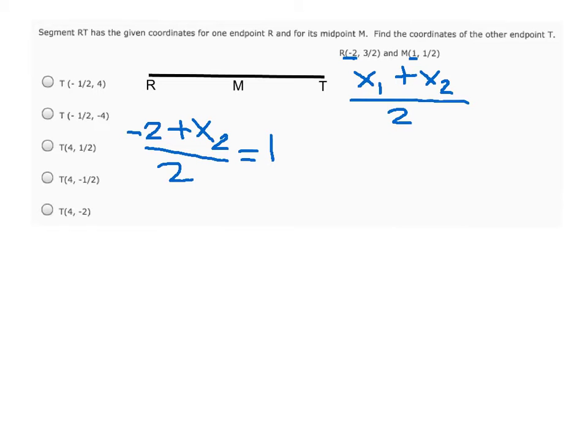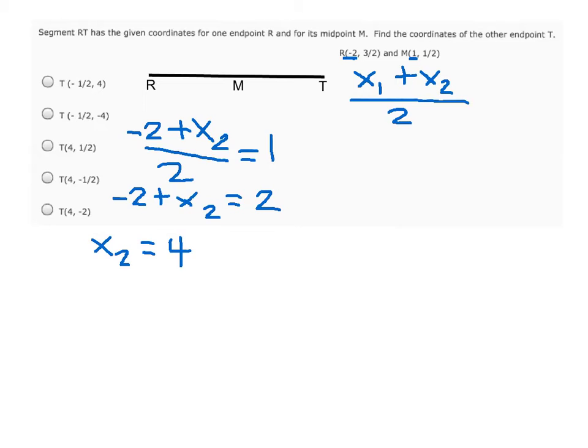So we want to solve for x sub 2. Since it's divided by 2 right now, we want to multiply each side by 2, and we're left with negative 2 plus x sub 2 equals 2. And then to get x sub 2 by itself, we want to add 2 to each side. So we have x sub 2 equals 4.